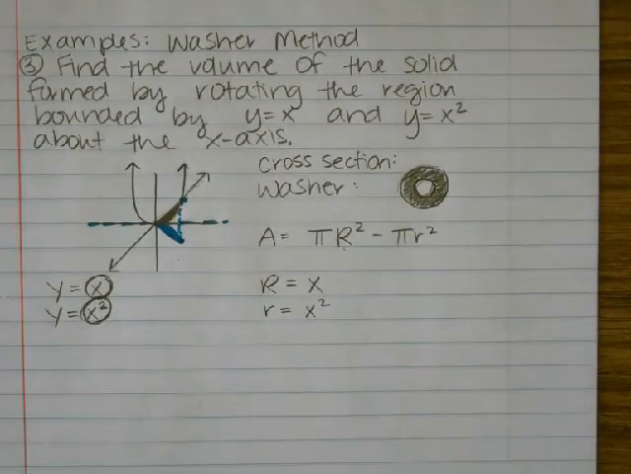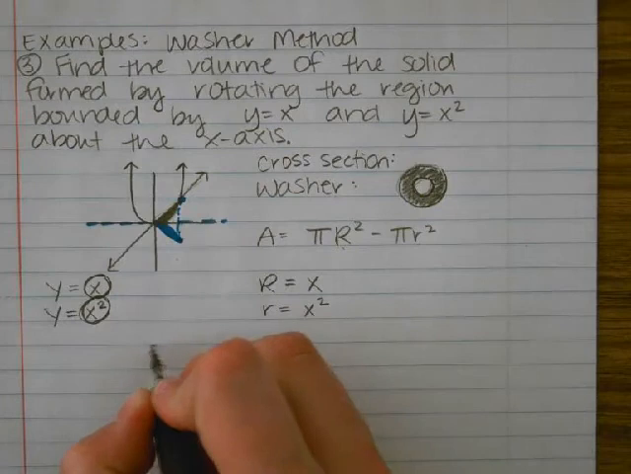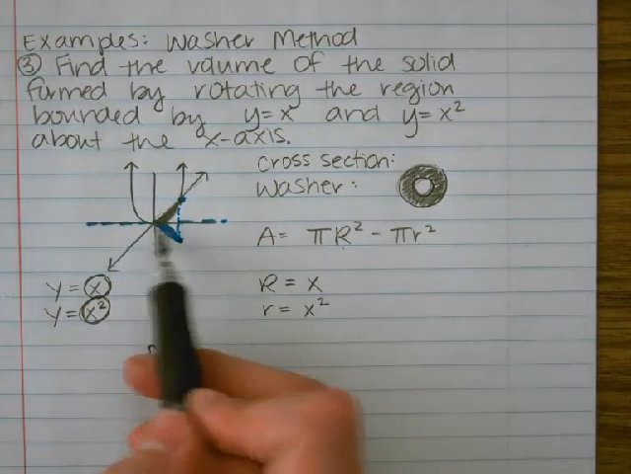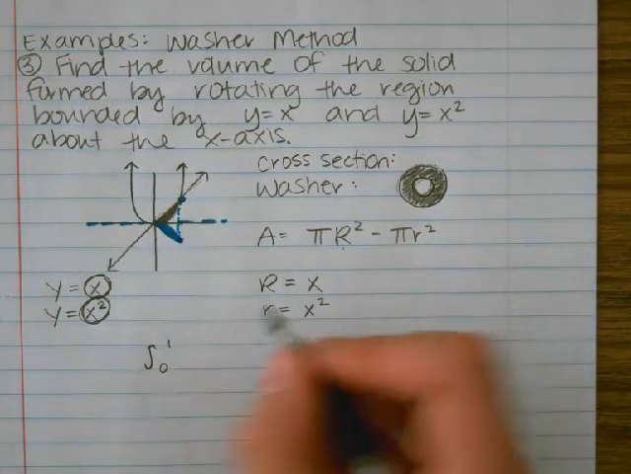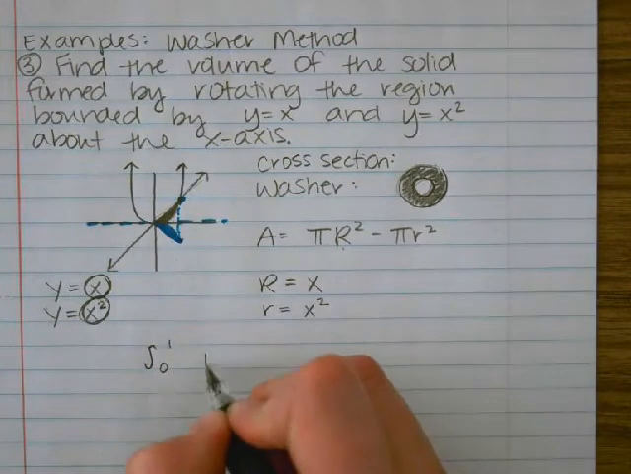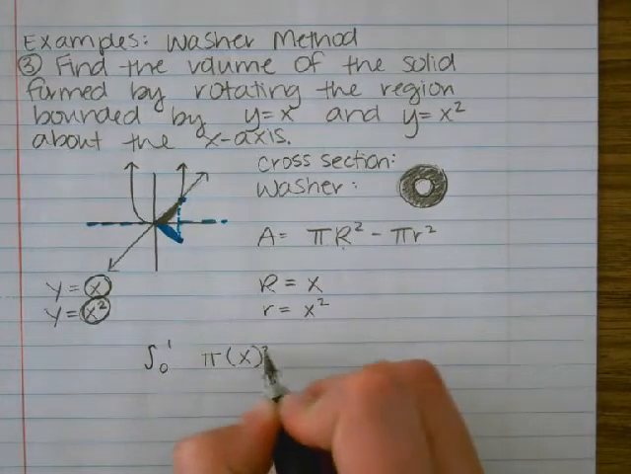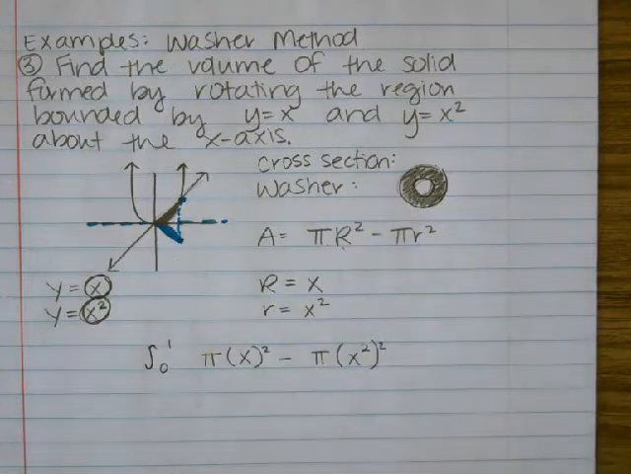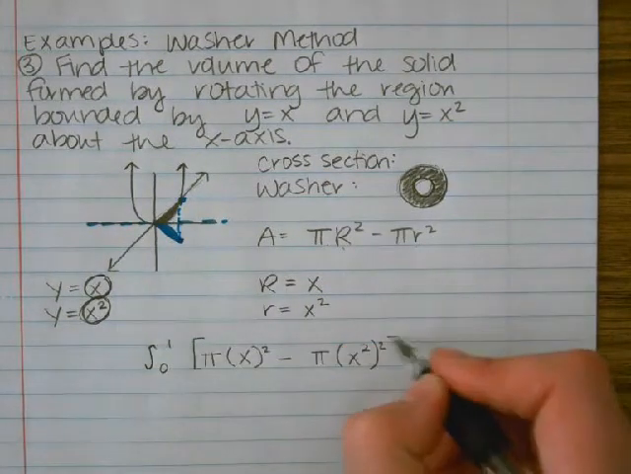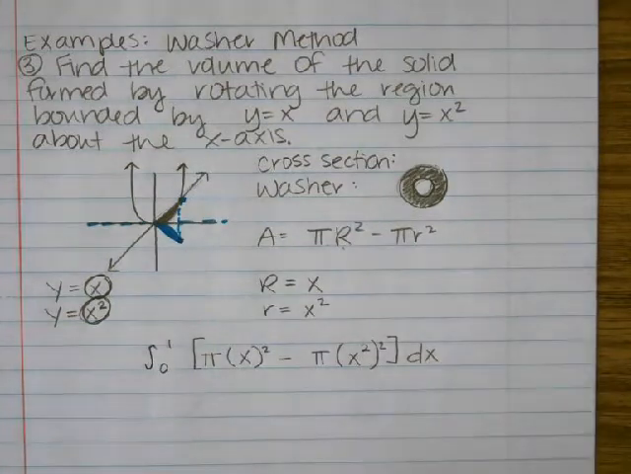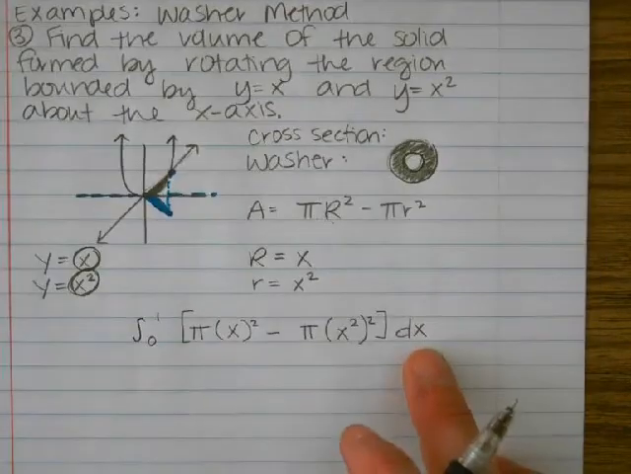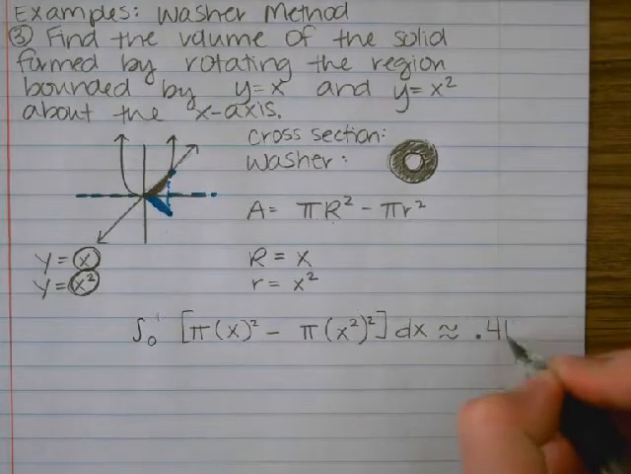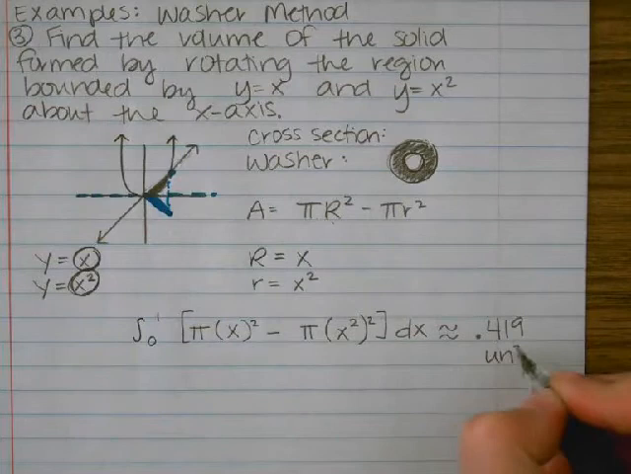So if we want to find the volume of this shape, we're going to go from 0 to 1, because those are the x values we have, and we're going to do the big circle minus the little circle. So I'm going to say the integral of pi times R squared minus pi times r squared dx. And if you plug that into your calculator to evaluate it, you get 0.419. And again, we're finding volume, so units cubed.